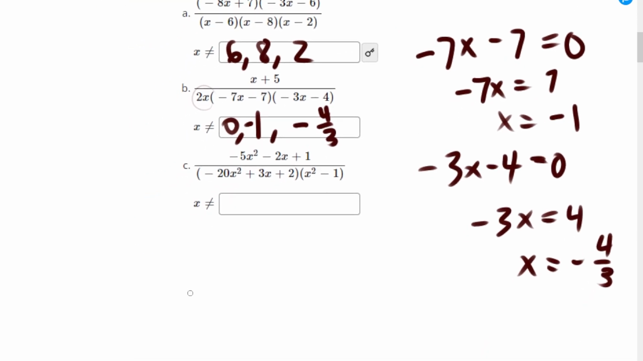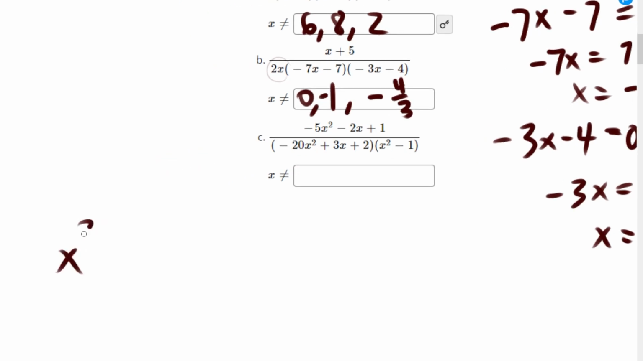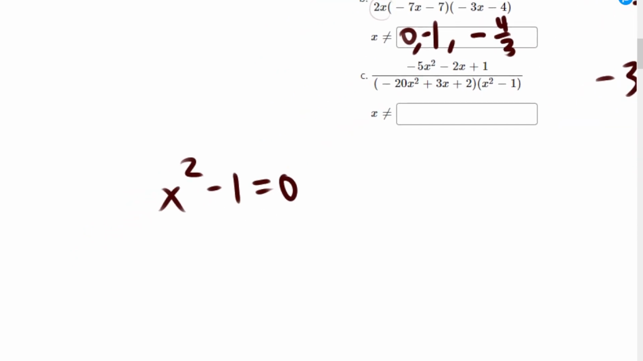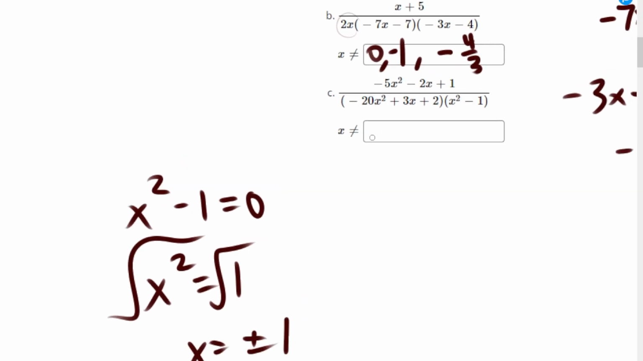And then for this last one, they're kind of being rude to us. We need to find when these equal 0. So first we're going to do x squared minus 1 equals 0. Now this one's relatively easy because there's no factoring involved. We can just move the 1 over, so we have x squared equals positive 1. The square root of that is going to be x is equal to plus or minus 1. So we know we'll have 1, negative 1.